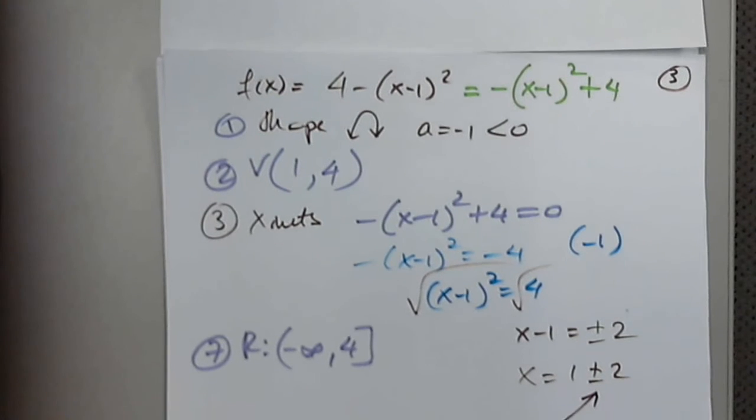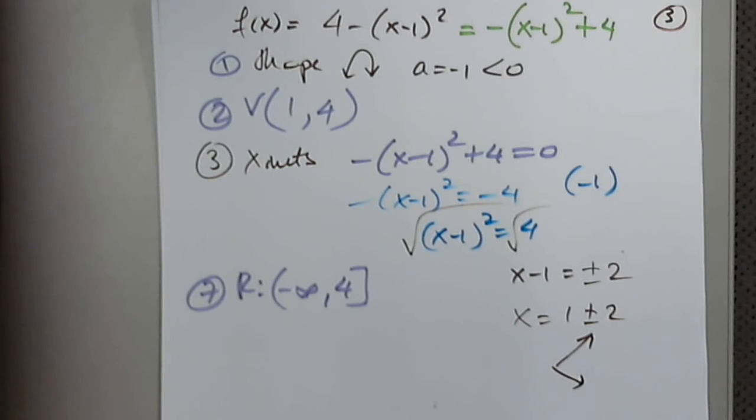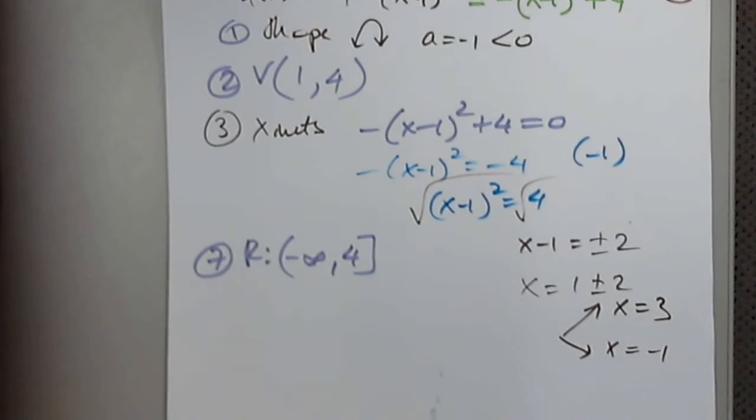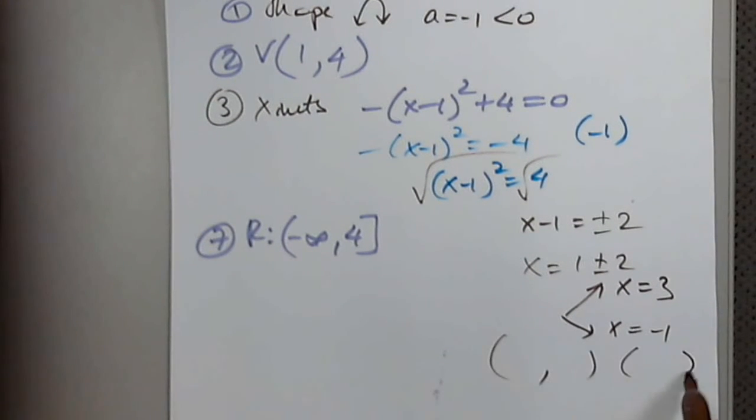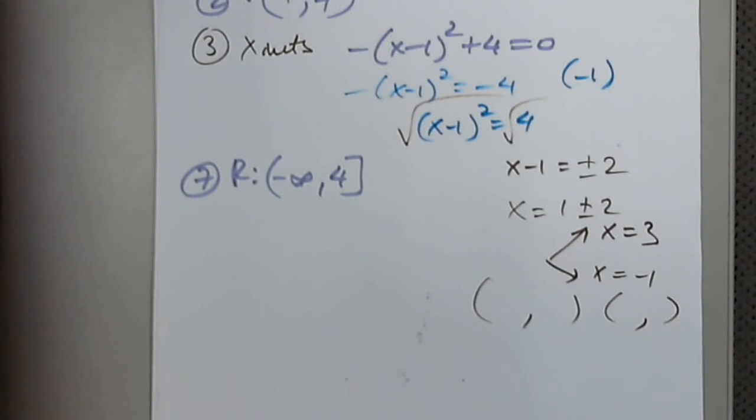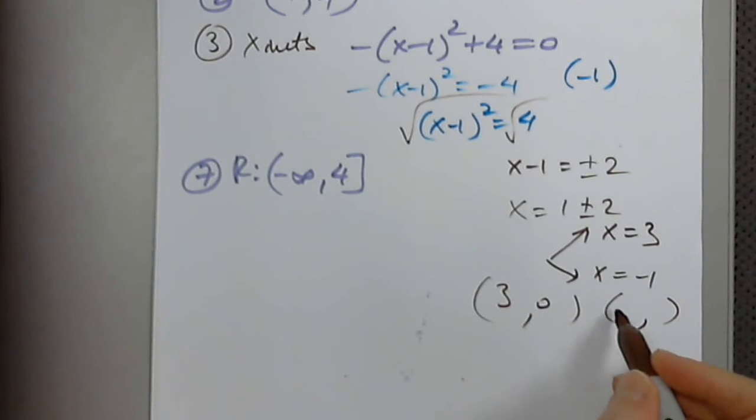I need to separate them. I have no choice. So which are those two solutions? 1 plus 2 is 3, and 1 minus 2 is -1. Very good. 3 indeed and -1. So the two ordered pairs are (3, 0) and (-1, 0).